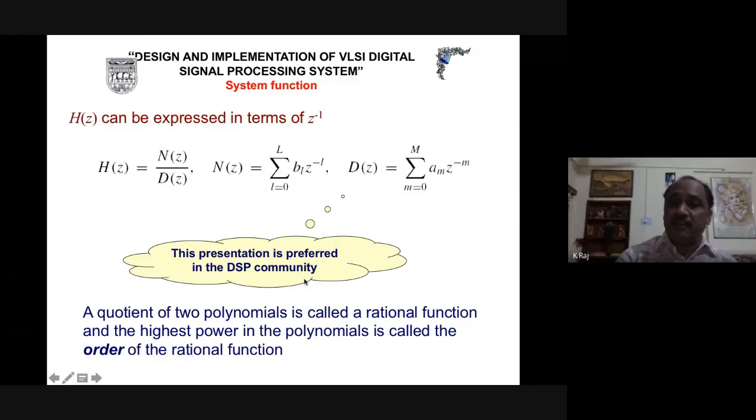A quotient of two polynomials is called a rational function, and the highest power in the polynomials is called the order of the rational function. This is a rational function here. So what will be the order? Whichever is larger, whether associated with N(z) or with D(z). The larger one will be named the order of that transfer function or system.